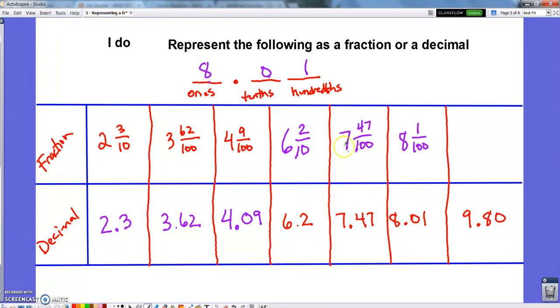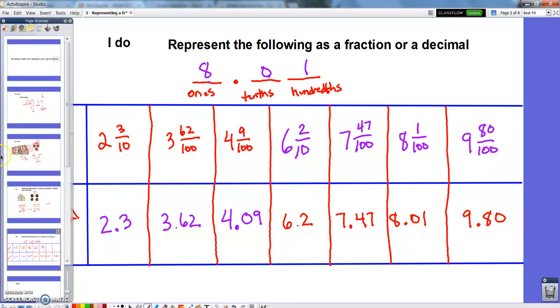And last but not least, 9 and 80 hundredths. 9 and 80 hundredths. All right, that's not too bad, I hope. It's just two different ways to write the same thing. So if you look in any of these columns, you've got two different ways to write the same number, okay?